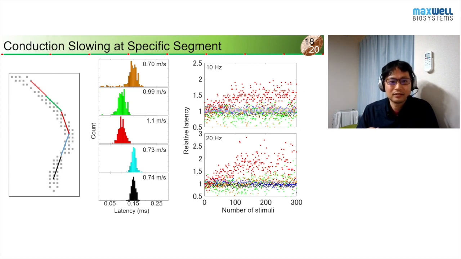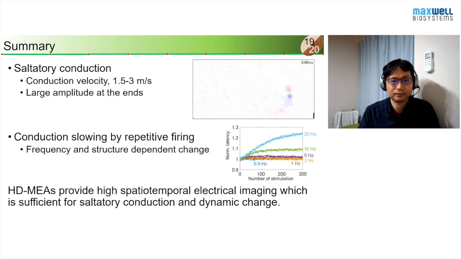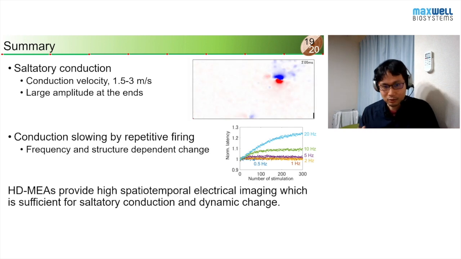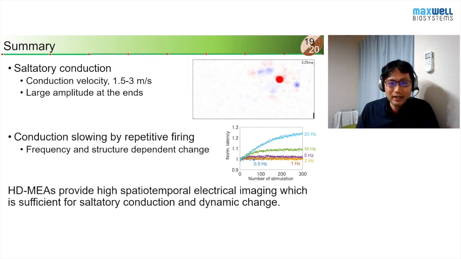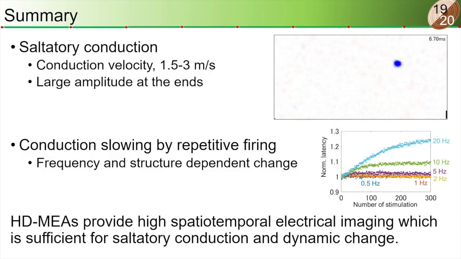This segment is just where the axon is most crooked, and it would be interesting to see if there is a relationship with the shape of axons. Let me summarize my talk. We found that HD-MEA can be used to evaluate both the static property of saltatory conduction and the dynamic property of activity-dependent change in conduction velocity. These results show that HD-MEA is an interesting tool in axonal research.